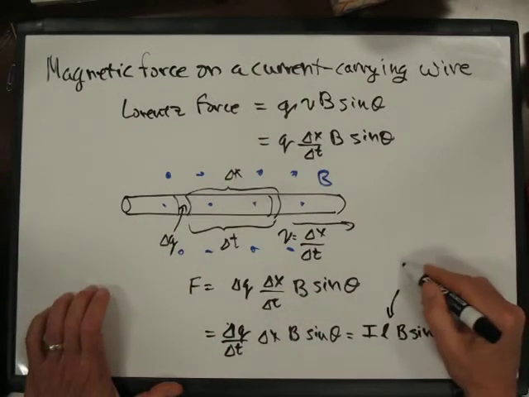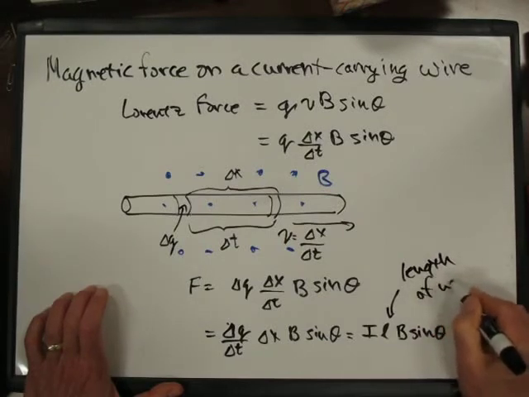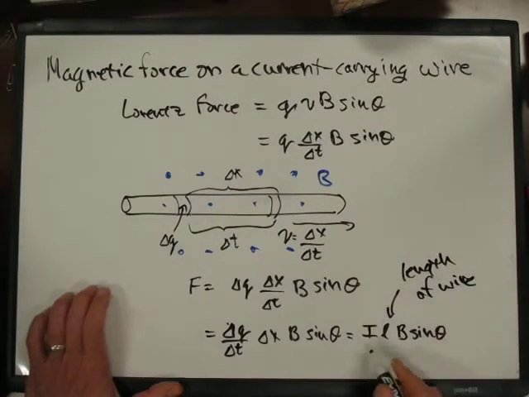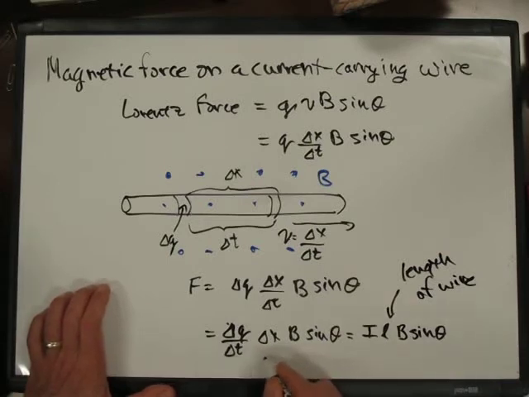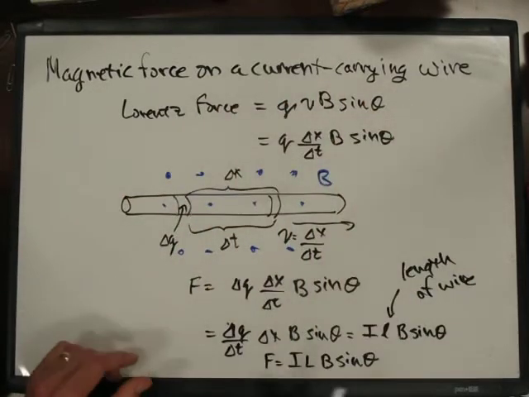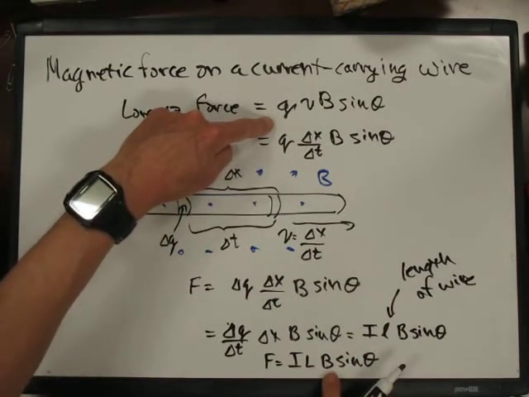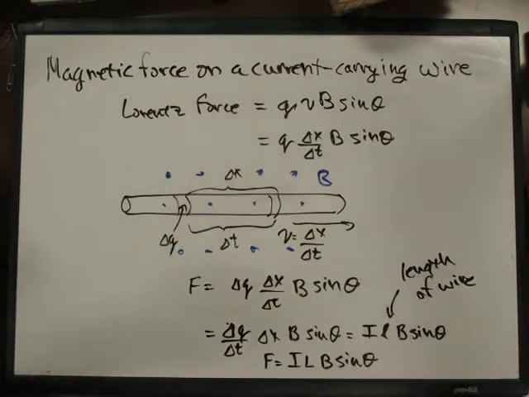And so the Lorentz force just becomes F is equal to I L B sine theta. You can use an uppercase L or a lowercase l, it doesn't matter. That's the magnetic force on a current carrying wire, and so you could see it this way or that way, either one of those.